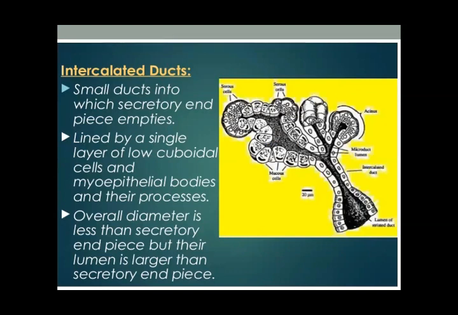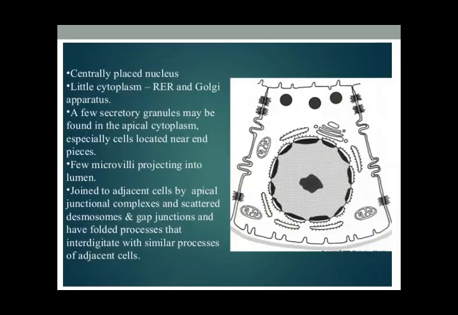The overall diameter is less than the secretory end piece, but the lumen is larger than that of the secretory end piece. The cells have a centrally placed nucleus, little cytoplasm, rough endoplasmic reticulum, and Golgi apparatus. A few secretory granules may be found in the cytoplasm. Special cells are located near the bases, with few microvilli projecting into the lumen, joined to adjacent cells by apical junction complexes and scattered desmosomes and gap junctions, and they have folded processes that interdigitate with similar processes of adjacent cells.